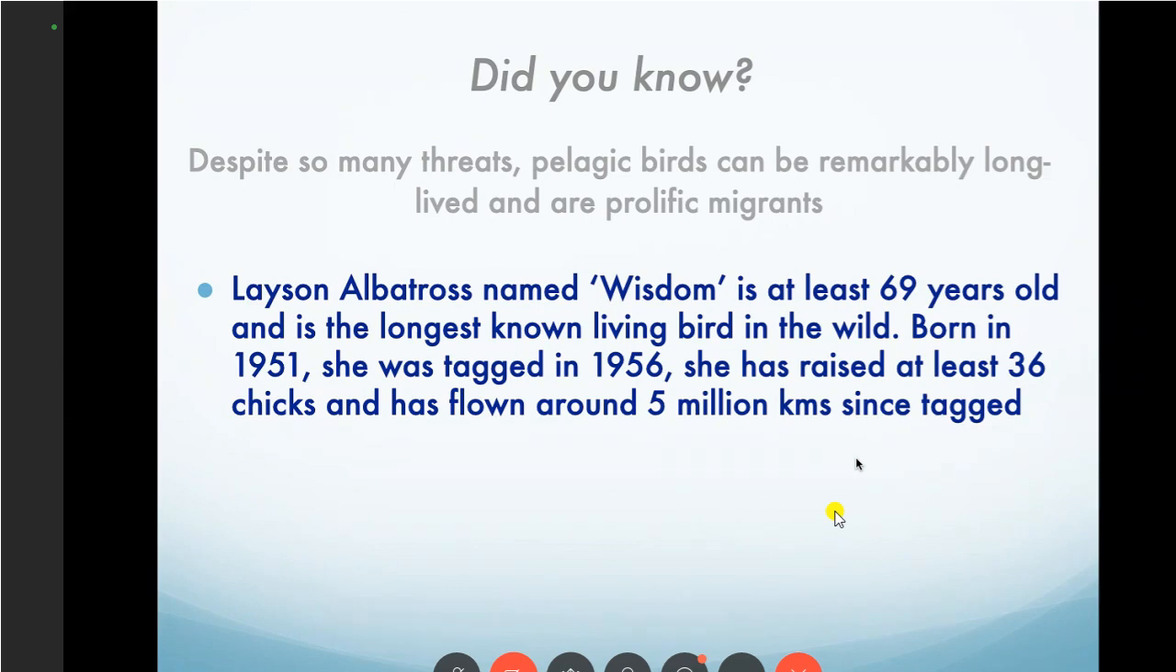We say at least 69 because when it comes to these albatross species, they don't start breeding till they've completed 5 years of their age. So it is an estimate that she might be born in 1951. That is why I'm using the words at least 69. She was tagged definitely in 1956.